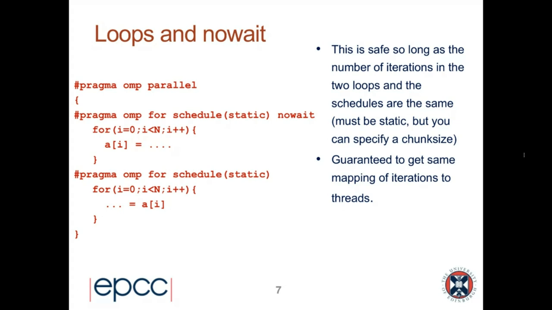The answer is, it's safe as long as the number of iterations in the two loops is the same, and that the schedule is static. That can be with or without specifying a chunk size. As long as you have a static schedule and the same number of iterations, you're guaranteed that both loops will get the same mapping of iterations to threads, and therefore that the write of a and the subsequent read of a will happen on the same thread. So there's no need to synchronize between these two loops.